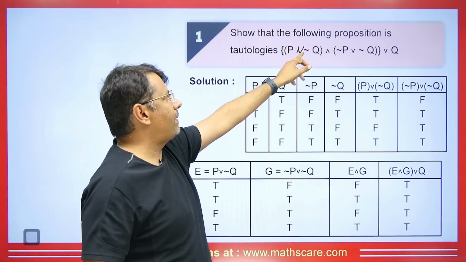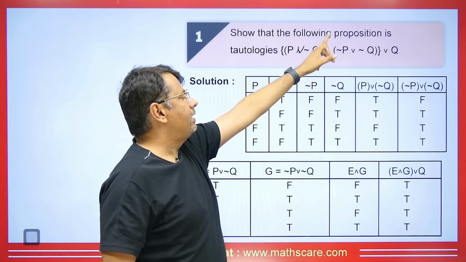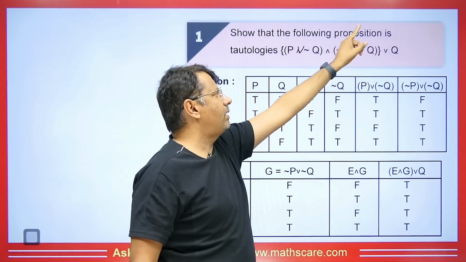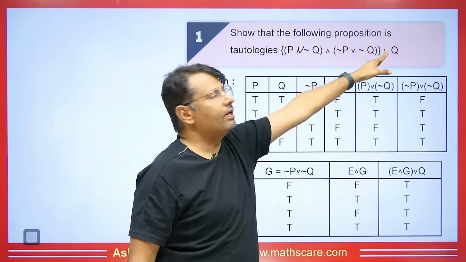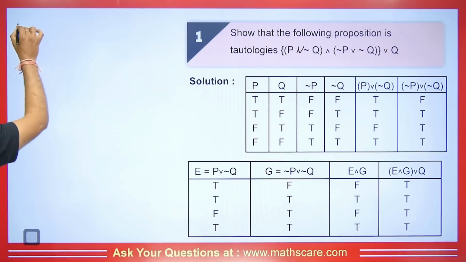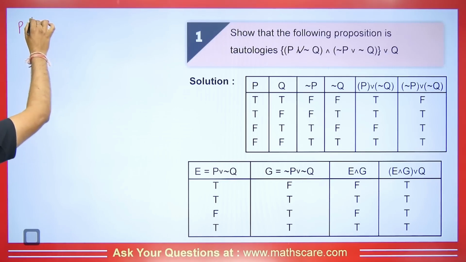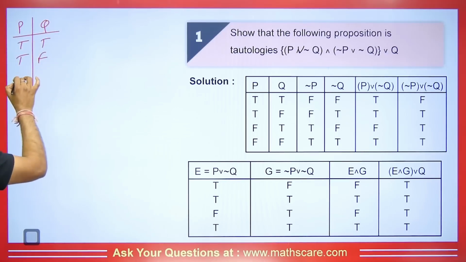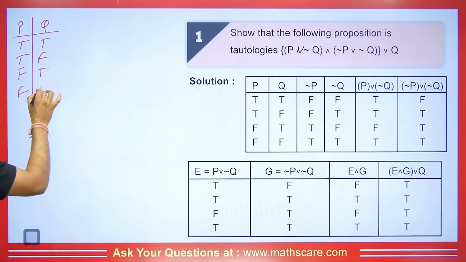Students, you can see that here it is P or negation Q, and negation P and or negation Q. Okay. And here is the total, right? And here or Q is coming. So you have to find out whether it is a tautology or not. So what we will do here is we'll take the P and Q. So we will get true, true, true, false, false, true, and false, false.